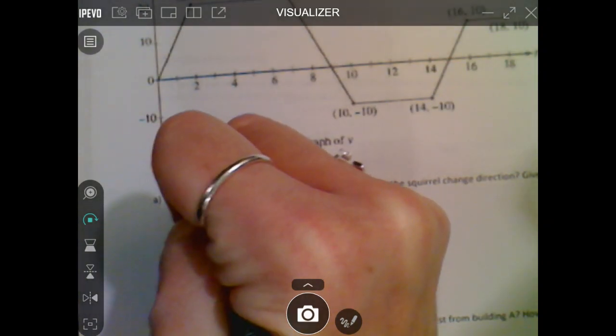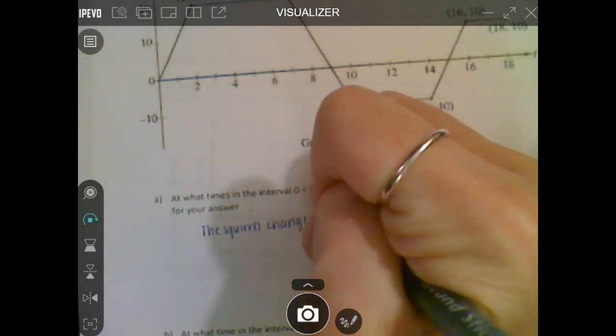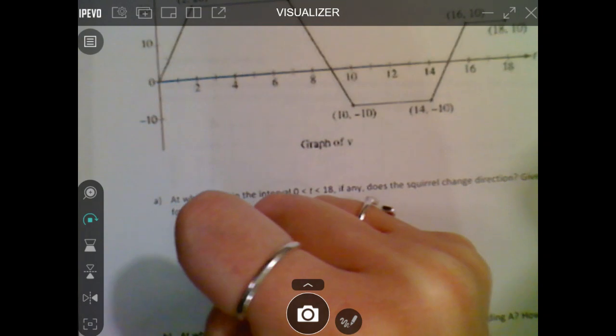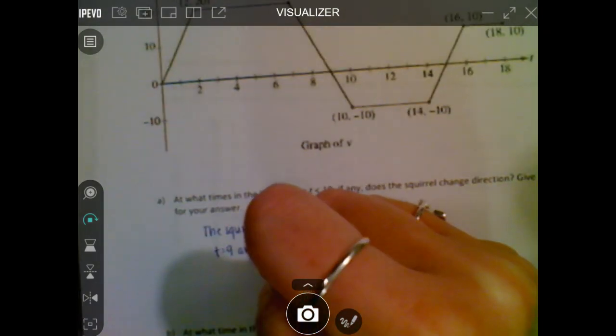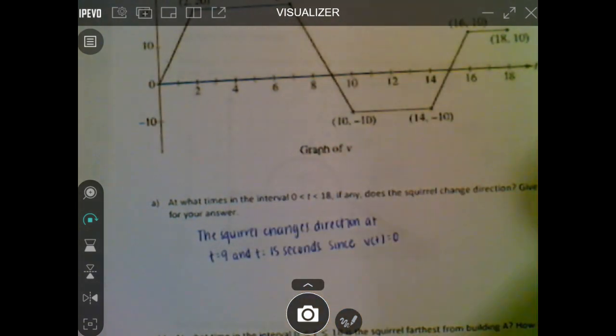So we can say the squirrel changes directions, and it looks like that's going to be at t is equal to 9 and t is equal to 15 seconds. And that's because our velocity is actually 0 there, since v of t equals 0. We know that at the points where v of t equals 0, we're either changing direction from negative to positive or positive to negative, meaning that we're moving either from the right to the left or from the left to the right.